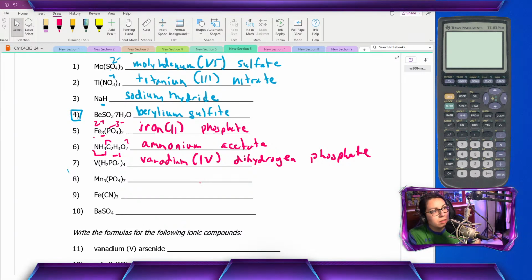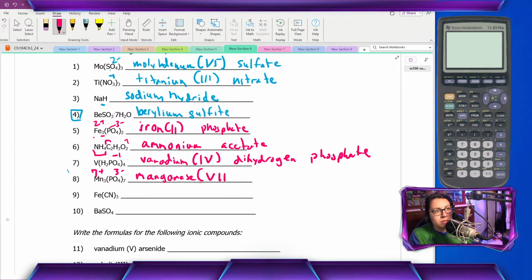All right, let's continue. So let's see if this one we can back out. So it gives us 7 plus, 3 minus. That does match for phosphate. Again, sanity check, -3 times 7, -21. 7 times 3 is 21. And so that gives us manganese 7, so with our Roman numerals, again indicating our oxidation state, and then phosphate.